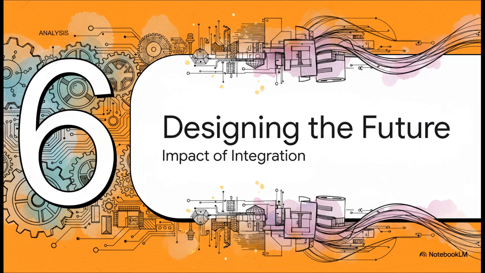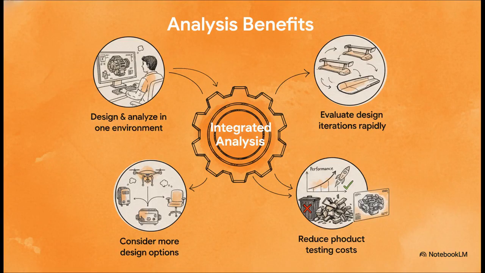So, what really happens when you merge the world of design and the world of analysis into one single, seamless process? Well, you fundamentally change what is even possible in engineering. The benefits are just enormous. I mean, you're designing and analyzing in one place, which means you can try out new ideas almost instantly. This lets engineers consider way more options, which leads to more innovative and, frankly, better performing products. And of course, it massively cuts down on the need for expensive, time-consuming physical prototypes. You get it right in the digital world first.